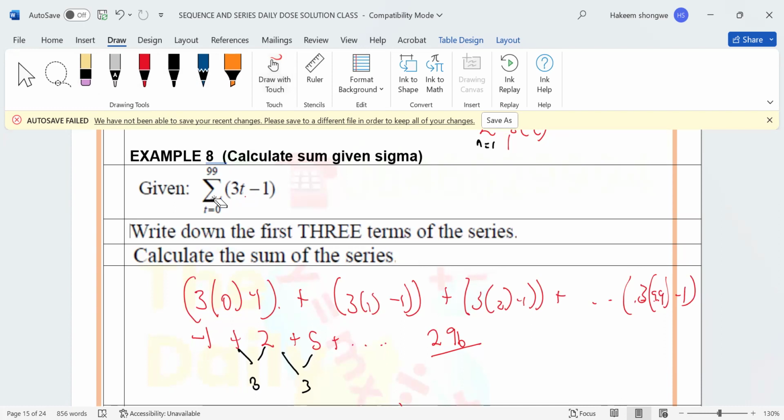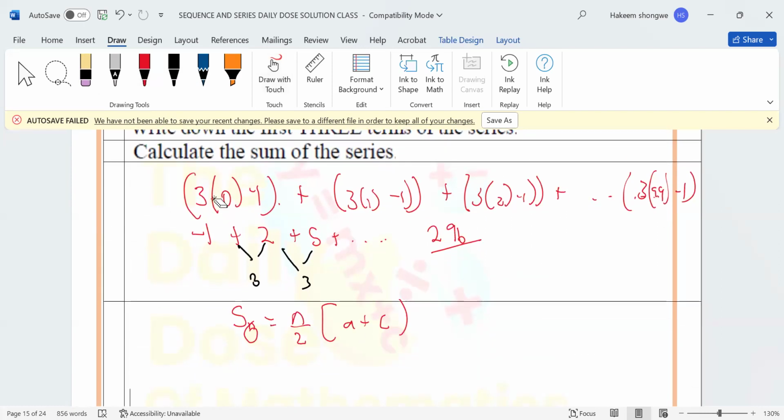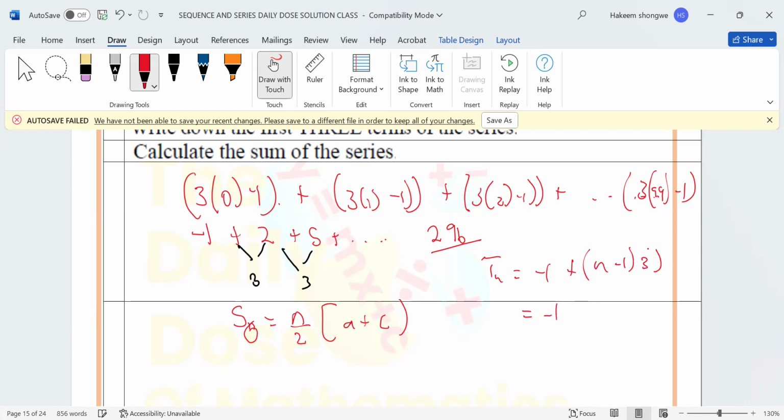If, after generating the series, I would then say, what is going to be Tn? I will say Tn is going to be given as minus 1 plus (n minus 1) multiplied by 3, like this. And then I will have something like this: minus 1, plus 3n minus 3. And then it gives us 3n minus 4. Like this. And then what is this? This is also Tn, which is the last term. This is our Tn again.